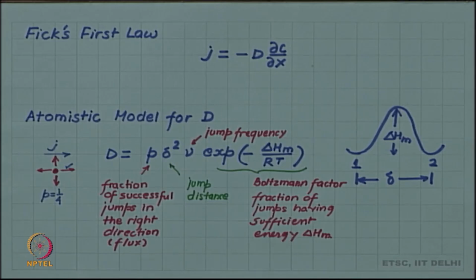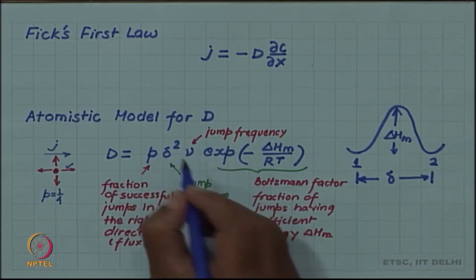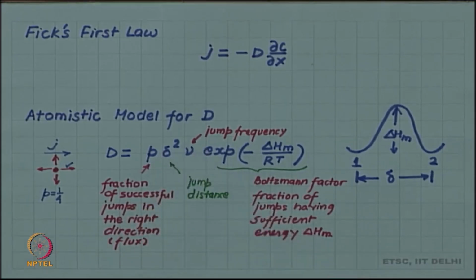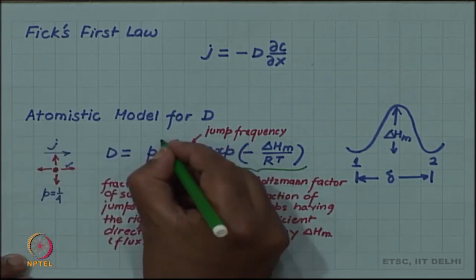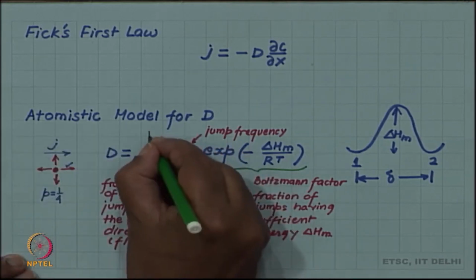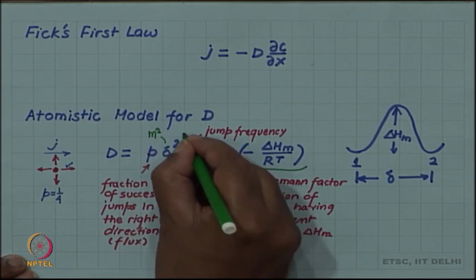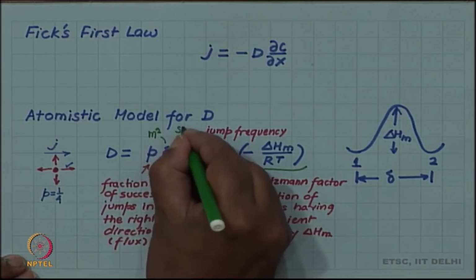So, this was the atomistic model for the diffusivity, and we saw that the diffusion coefficient is in meter square per second, and meter square will come from delta square and per second will come from the jump frequency. So, this gives meter square and this gives per second.